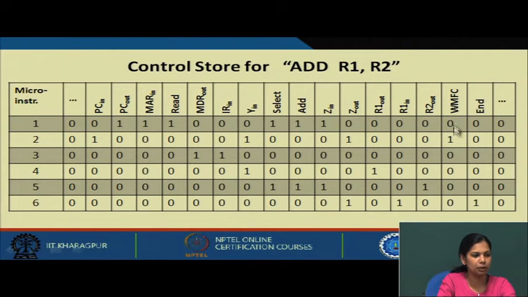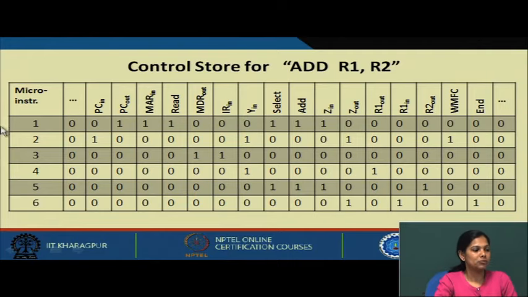At the same time, we have to wait for memory function complete, because we have performed a read operation in the first step. In this step, these two signals will be activated and the rest will be 0. So, this is MDR out, IR in. Similarly, in step 4, for this instruction, we need to perform R1 out, Y in, and then R2 out, select Y, add and Z in. Now my result is in Z, which should be stored in R1. So, I have to do a Z out and R1 in.